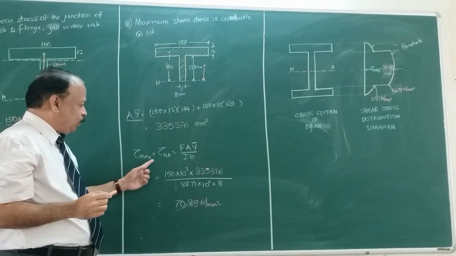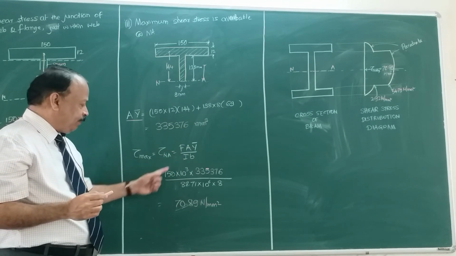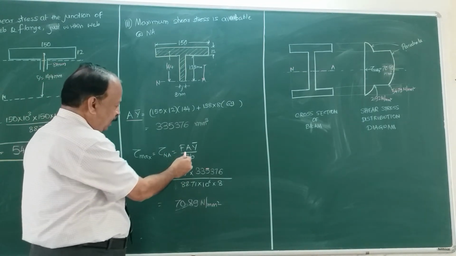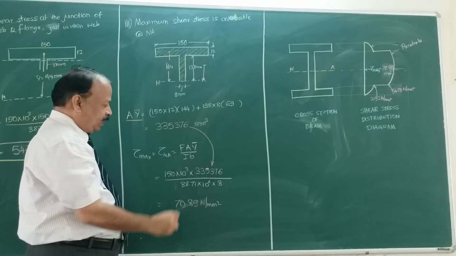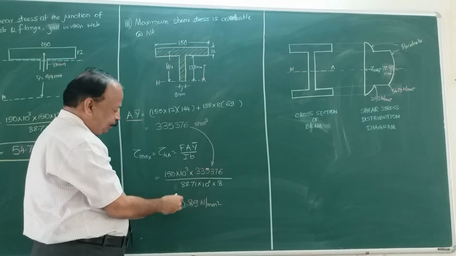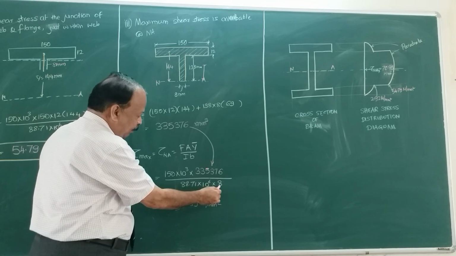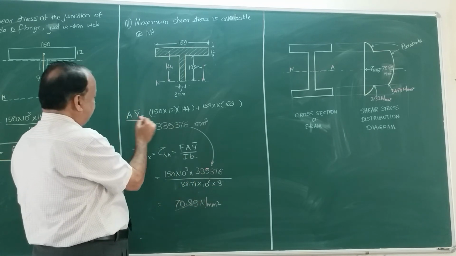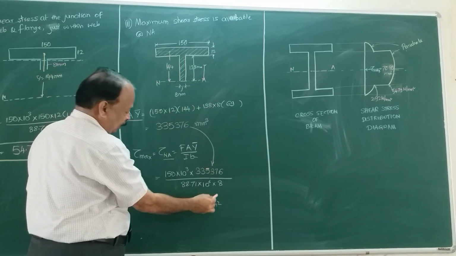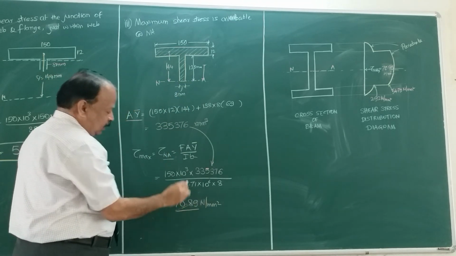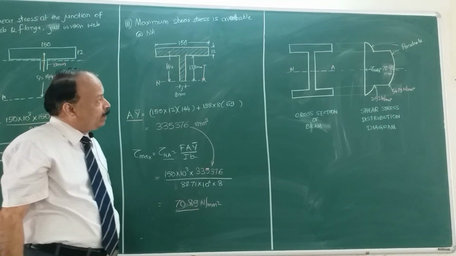So tau max, that is tau at neutral axis, is equal to F A y bar upon I B. F is 150 kilonewton. Then A y bar we have calculated, 3,35,376, divided by I, which is 88.71 into 10 raised to 6, and B is the width of the beam at neutral axis level. At the neutral axis, the width is again 8 millimeter. So the maximum shear stress is 70.89 Newton per millimeter square.